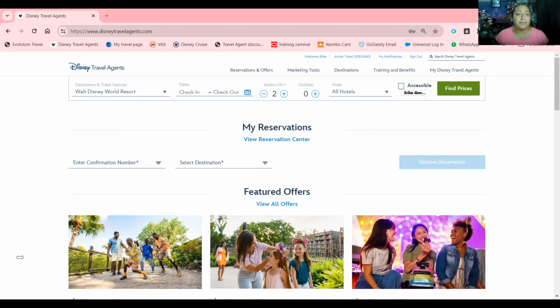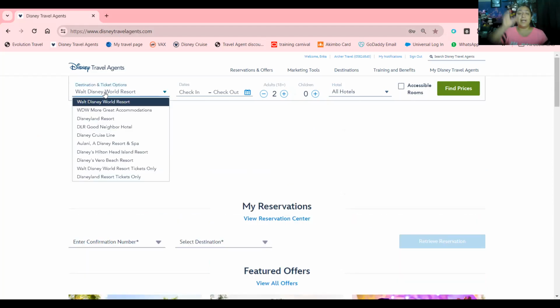Now, to get started from that section, we're going to go under destinations. As soon as you do that, you will see a scrolling drop-down, just like you see right here. You have the opportunity to do not only Disney World, but Disneyland. You got cruises, you got Good Neighbor hotels, which is not directly inside of Disney, but a little bit outside. We got even tickets that you are able to sell, and Ulani, which is a resort and spa in Hawaii. So you have these available as well.